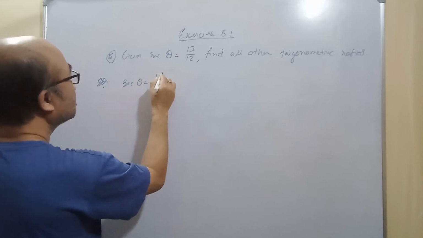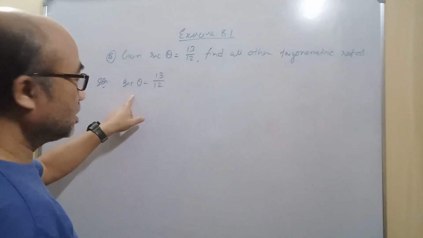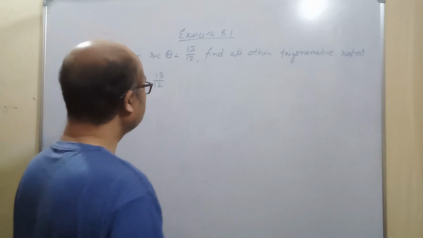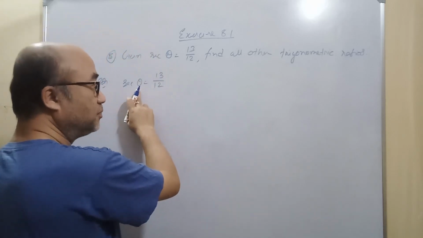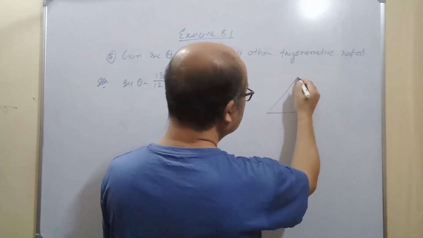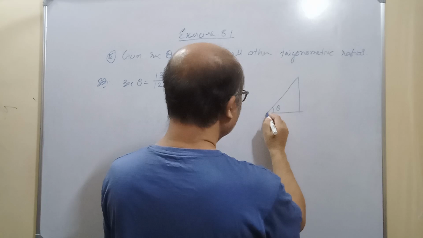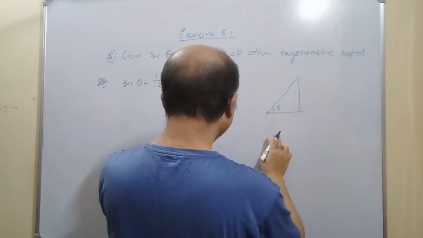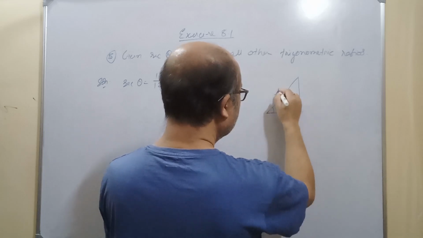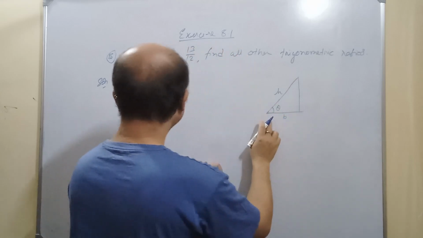Sec theta is 13 by 12. What does that mean? It means theta is an acute angle in a right angle triangle. Then the ratio of hypotenuse by base, this is sec theta.